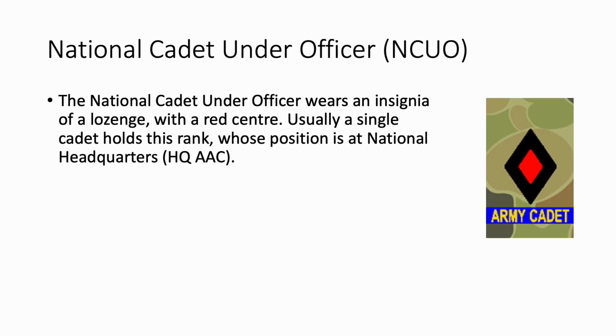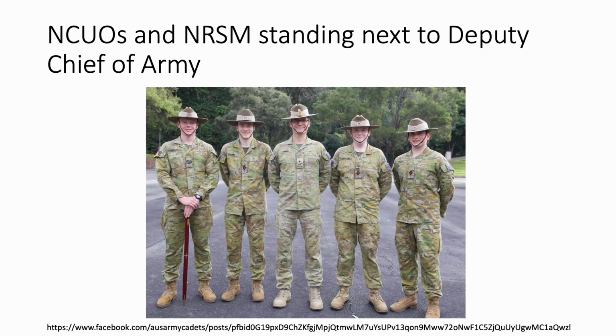National Cadet Under Officer, or NCUO. The National Cadet Under Officer wears an insignia of a lozenge with a red centre. Usually a single cadet holds this rank, whose position is at National Headquarters, or HQ AAC. So this is a photo of 3 NCUOs and the National RSM standing next to the Deputy Chief of Army. In the slide before, I said there was only one NCUO, but there can be multiple appointed.